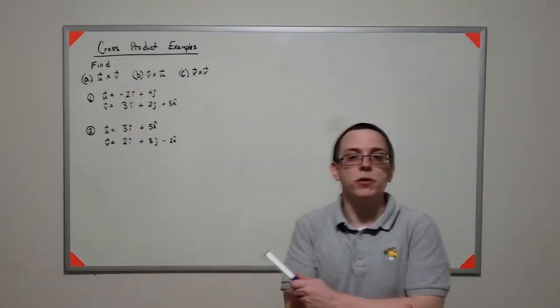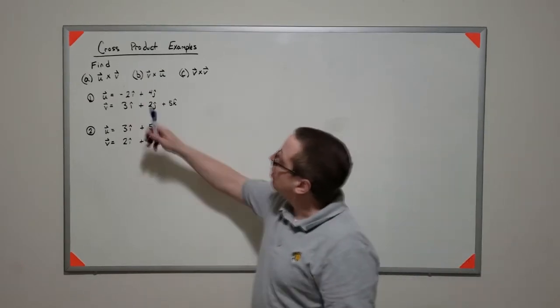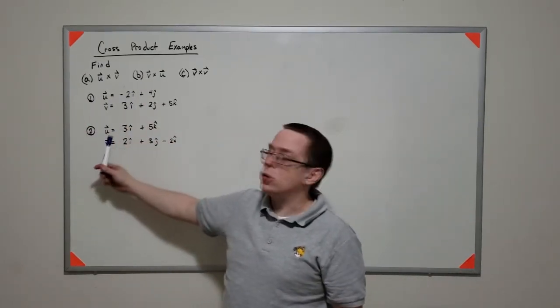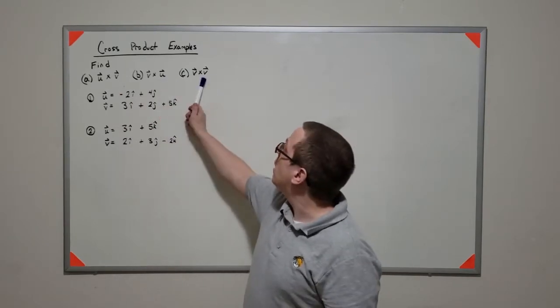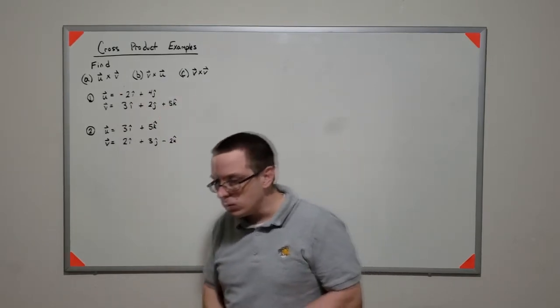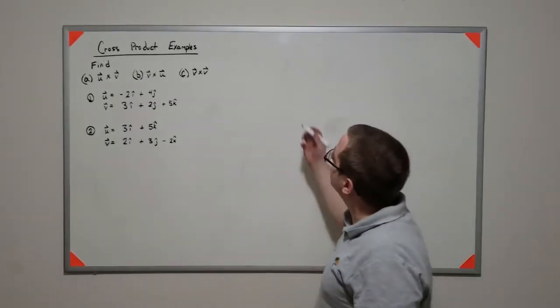We're going to do some examples of computing the cross product. We have two examples here. For each of these vector pairs, we want to find u cross v, v cross u, and v cross v. Let's take a look at the first one.